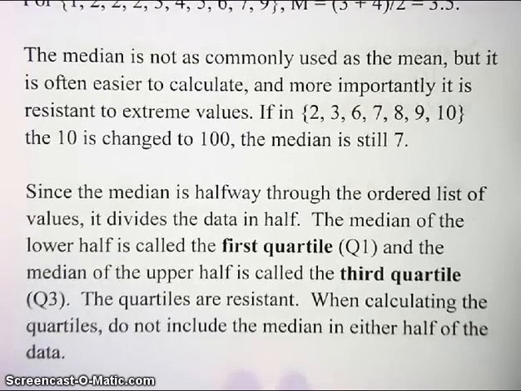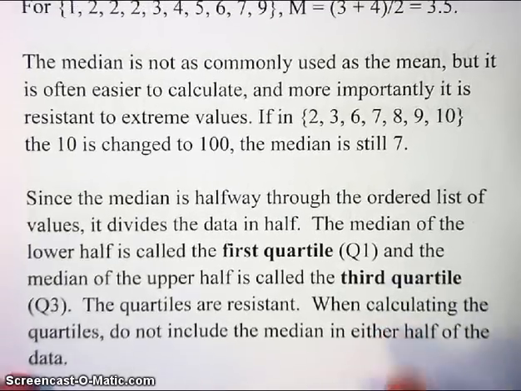Now, the median is halfway through the ordered list, and so it divides the data in half. The lower half has a median. It's called the first quartile, which we abbreviate with Q1. The upper half has a median. We call that the third quartile, or Q3. And these quartiles are also resistant, just like the median is.